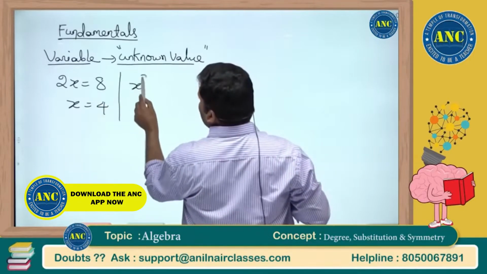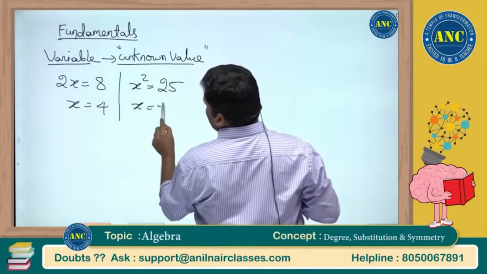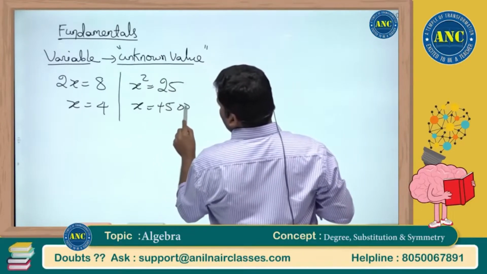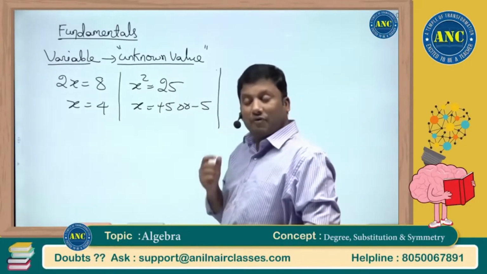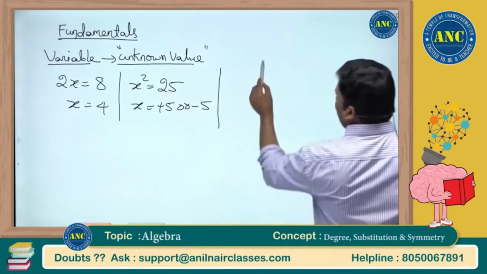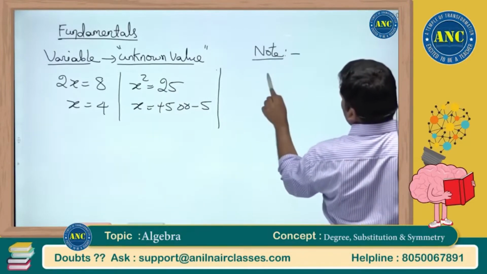X square is equivalent to 25. X is equivalent to plus 5 or minus 5. Very, very important note. Please make a note, sir. Most of the students in a hurry might make a mistake.